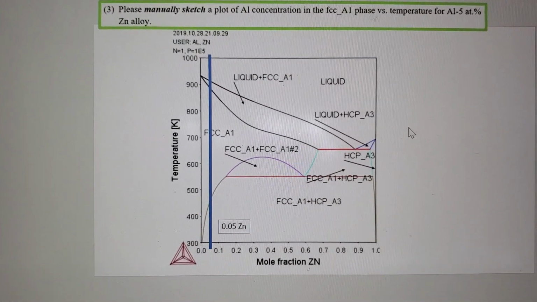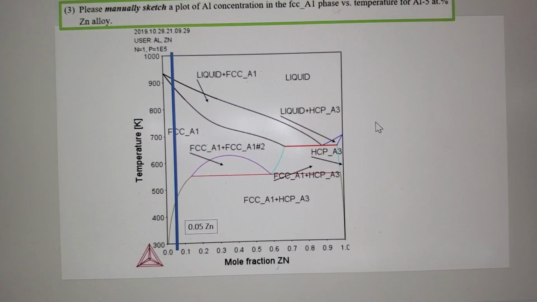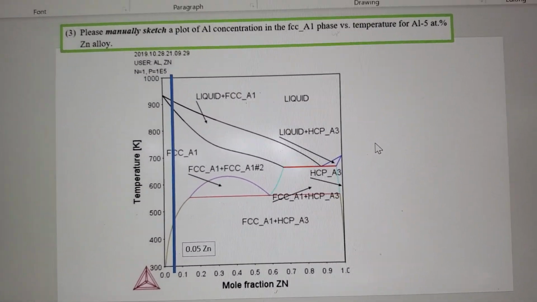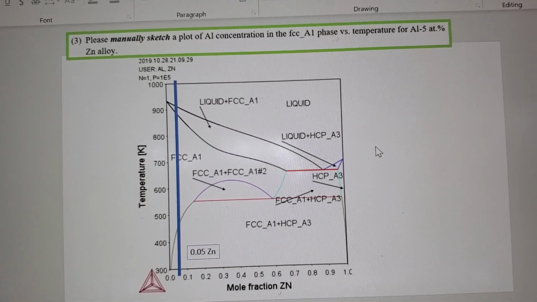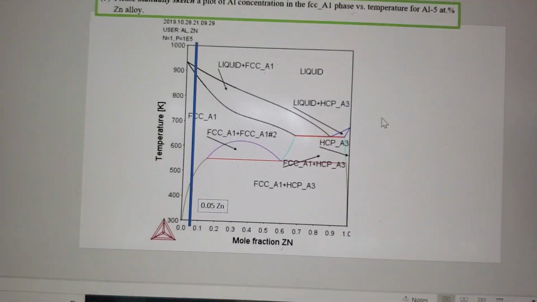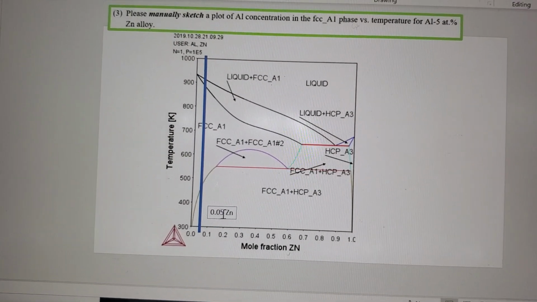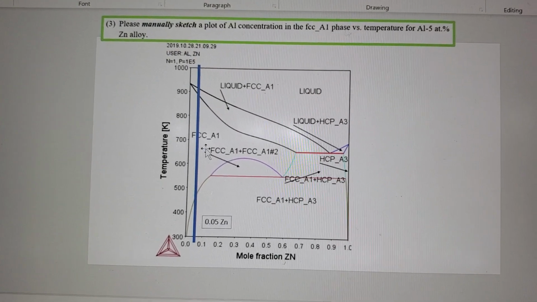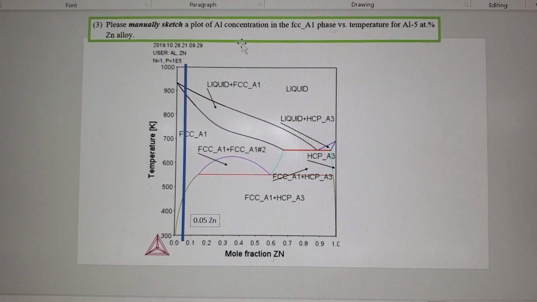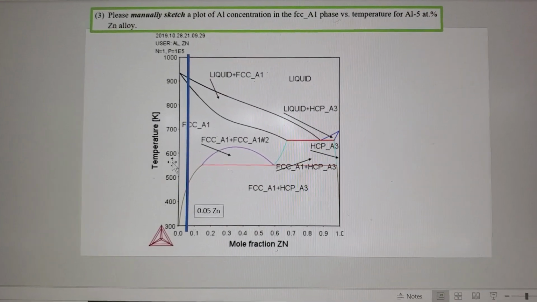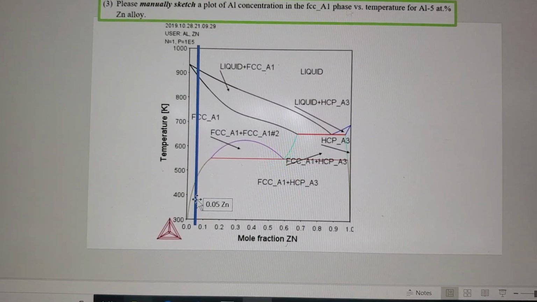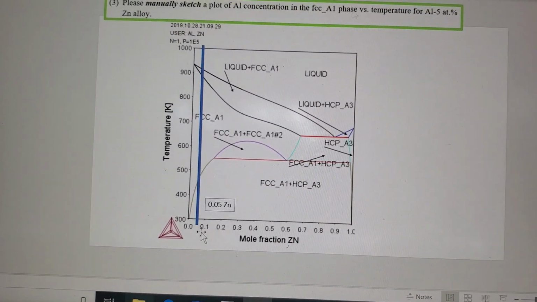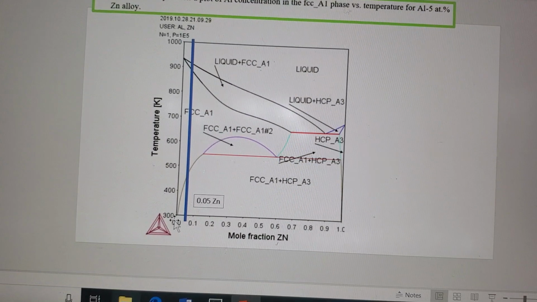So the last part, number 3, asks to manually sketch a plot of aluminum concentration in FCC-A1 phase versus temperature for aluminum 5% zinc alloy. So here we're going to look at the 0.05 Zn mark, and the point to look at for our y-axis of the plot is the aluminum concentration, which would be the leftmost side, like this line right here. Although it says 0 moles of zinc, that would be 1 mole of aluminum.